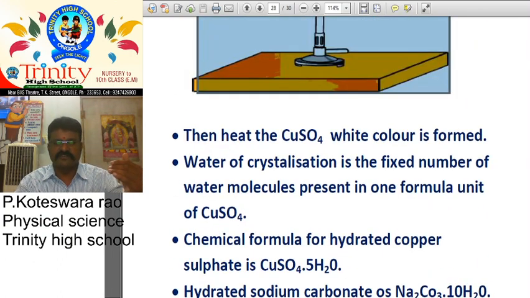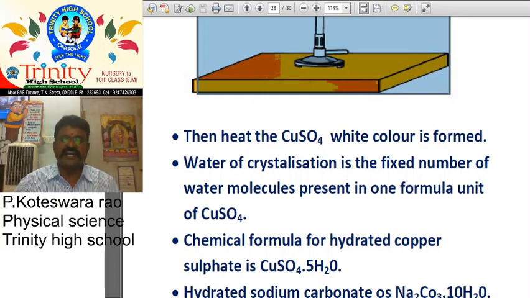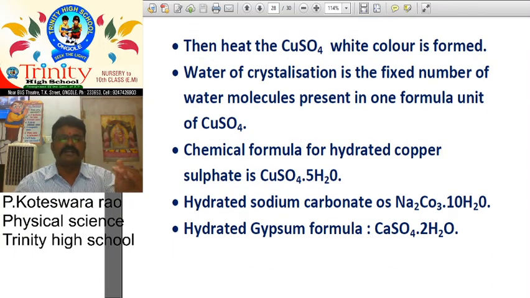That's why we already gave the definition. Water of crystallization is a fixed number of water molecules present in one formula unit of copper sulfate, or in one formula unit of any salt. Chemical formula for hydrated copper sulfate, CuSO4·5H2O, hydrated sodium carbonate, and hydrated gypsum is CaSO4·2H2O. Do you know Epsom salt? It also consists of water molecules, MgSO4·7H2O.